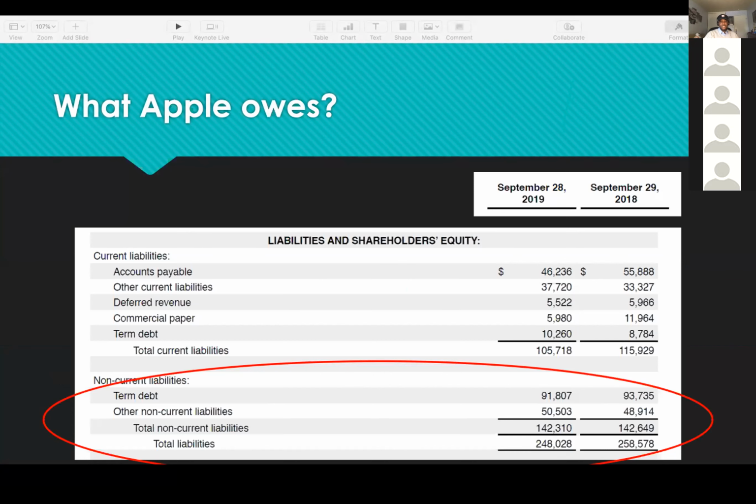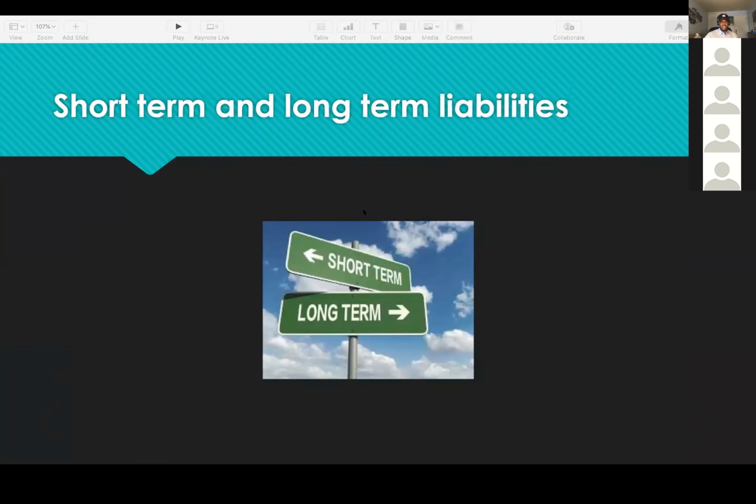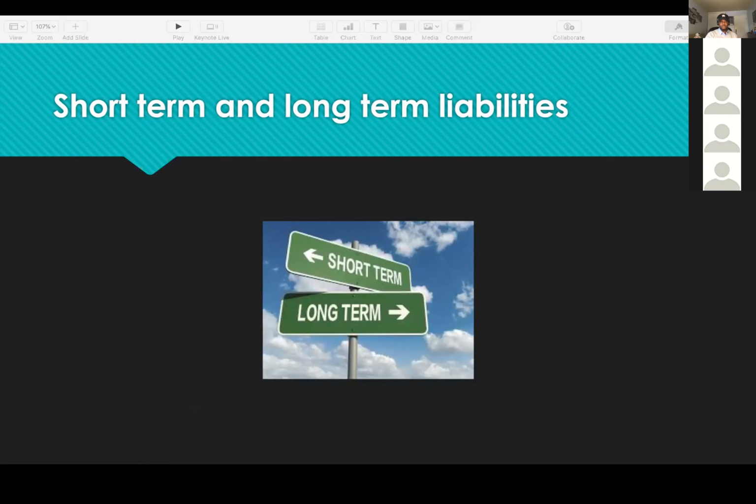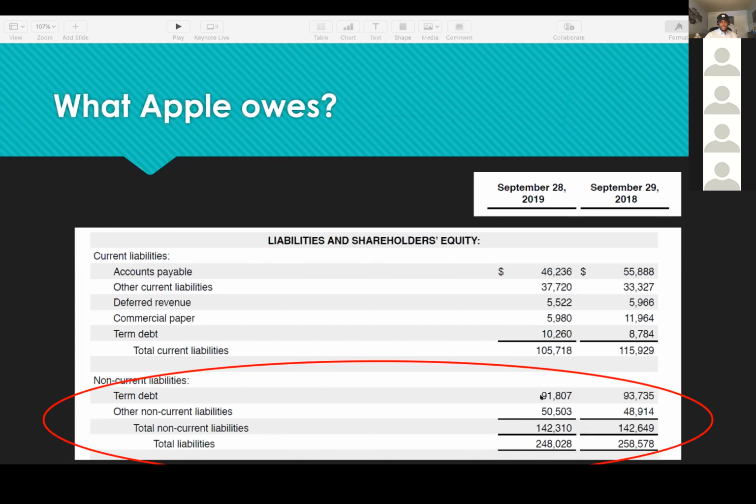If you look at Apple's most recent 10K, you can see that their long-term liabilities are $142 billion, right? And by long-term, what we mean is more than 12 months. So $142 billion that they owe, which is term debt and other stuff. Thanks for being so descriptive, Apple. This is the money that they don't have to pay more than 12 months down the road.